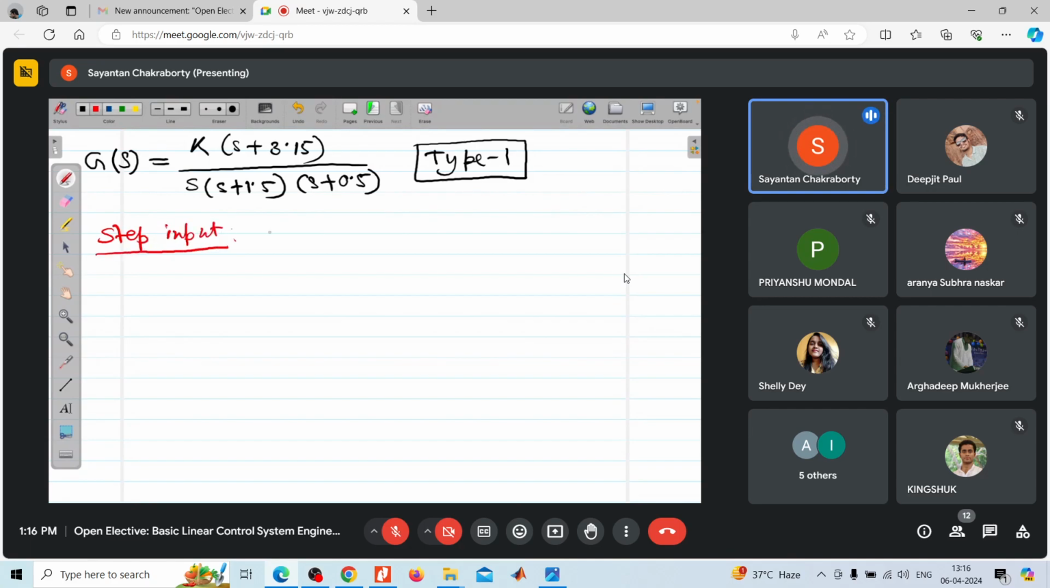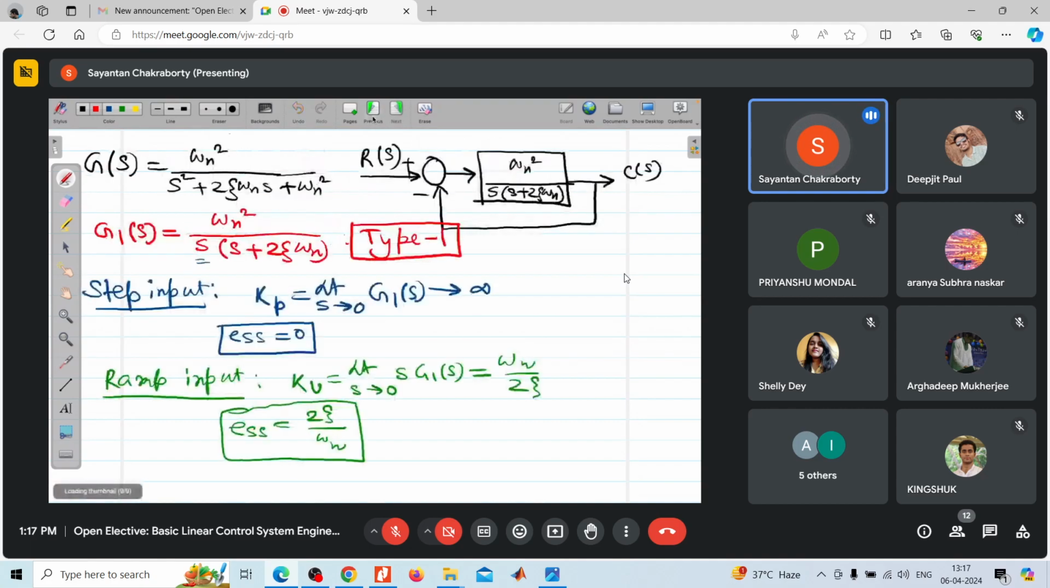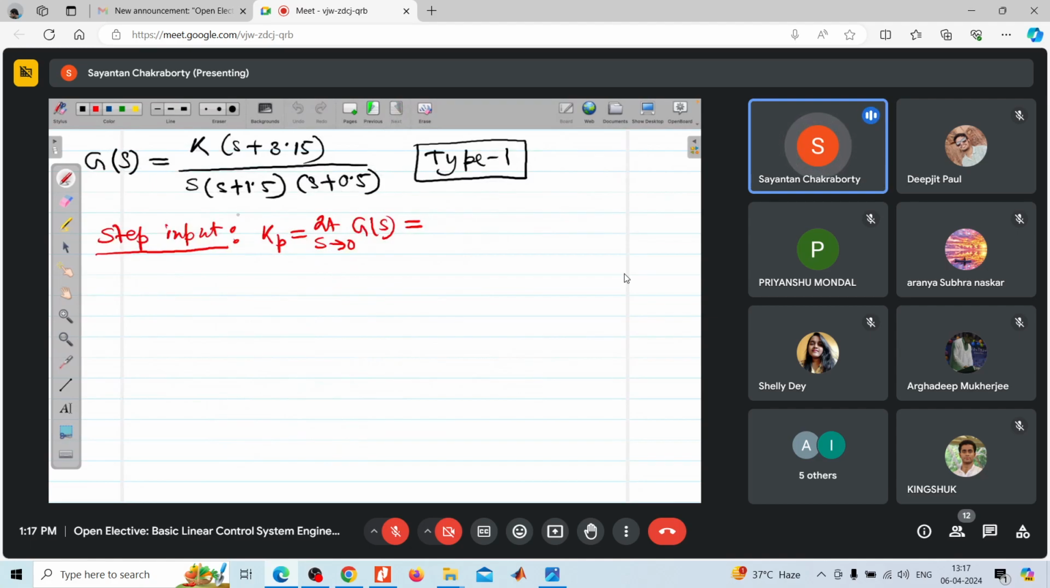So you can calculate all these gains. For step input, your Kp will be infinity, so ESS will be 0 for ramp input.